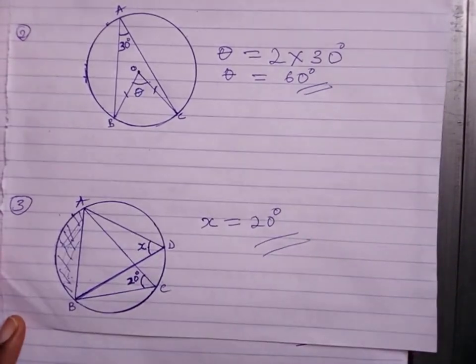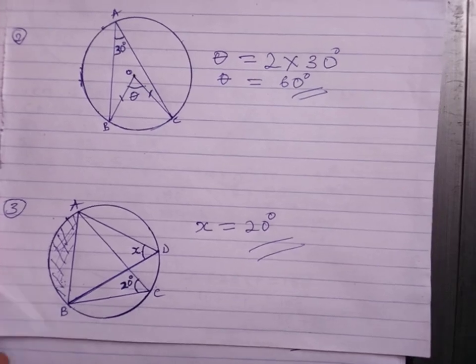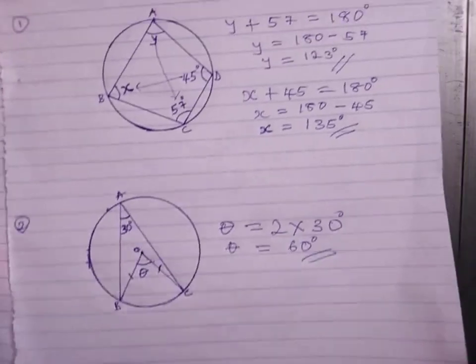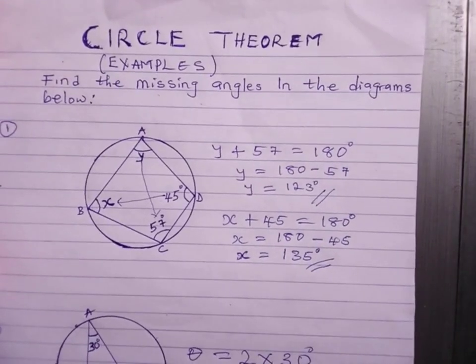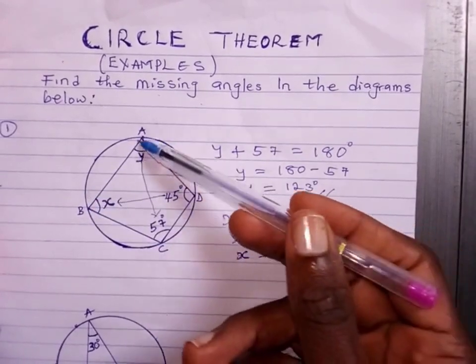So that is it. Okay, so these rules or laws or theorems are very, very important because we're going to consider complex diagrams in our other lessons. All right, so what have we looked at in this very lesson? In this lesson, we have looked at the first diagram, which we call a cyclic quadrilateral.